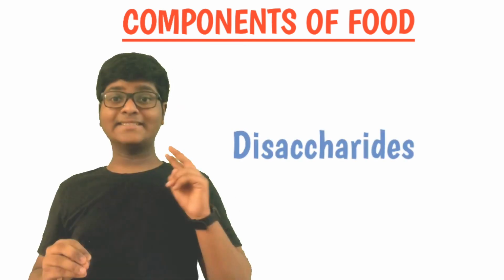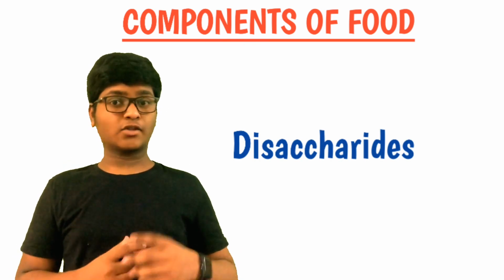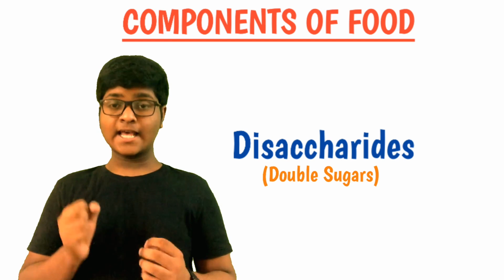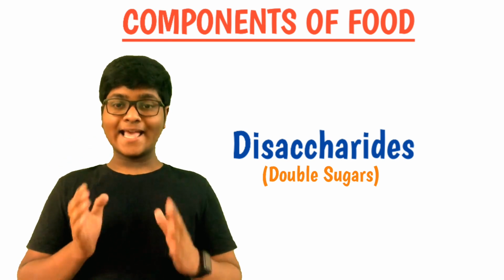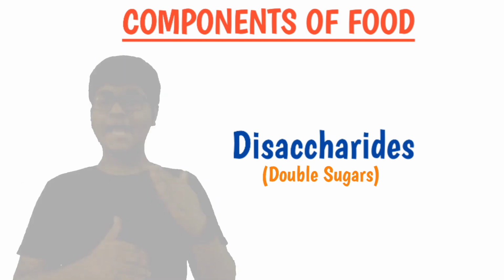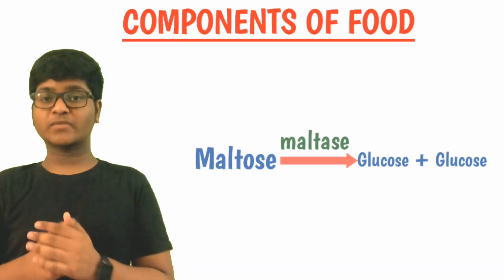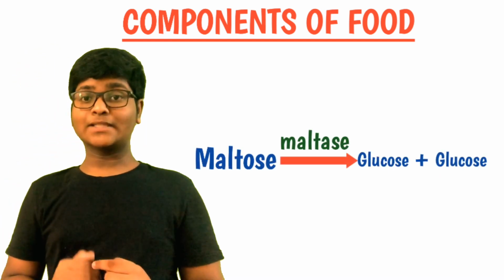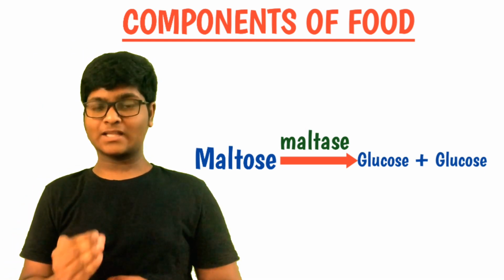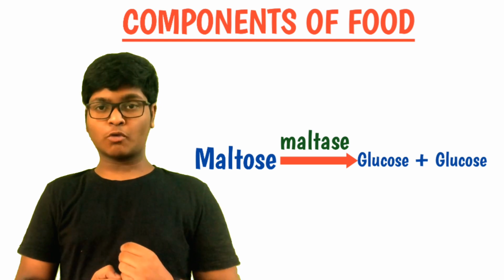Let us learn about the disaccharides. Disaccharides are also known as double sugars, and when these sugars are hydrolyzed, they form 2 sugar molecules. Hence, they are known as the double sugars or disaccharides. An example could be maltose. Maltose, on reacting with maltase, gives rise to glucose plus glucose. These form 2 glucose molecules.